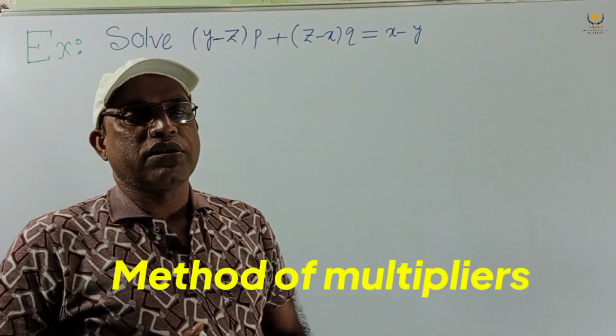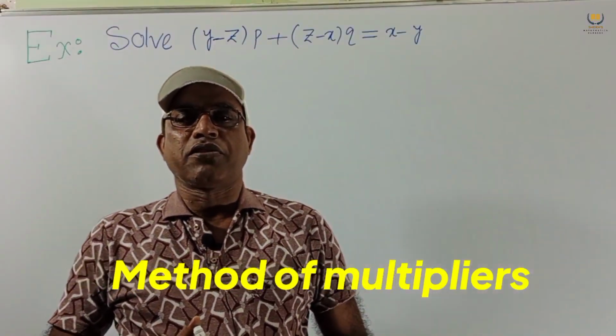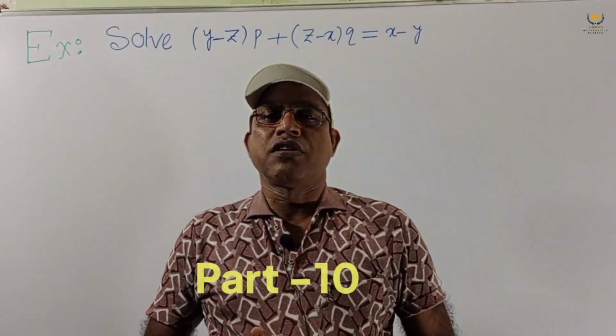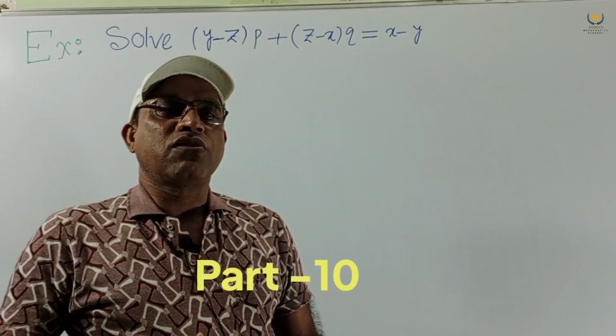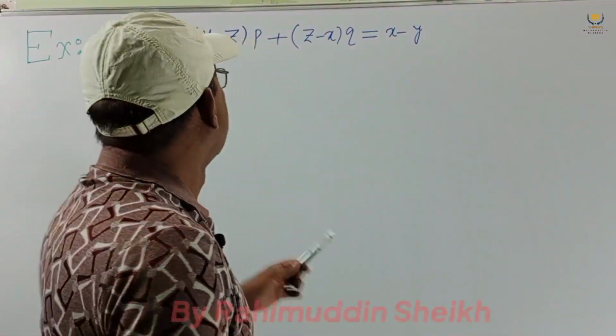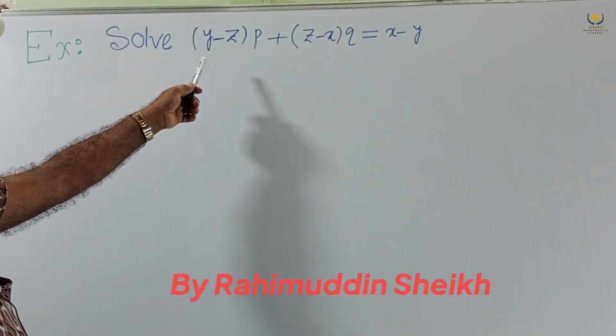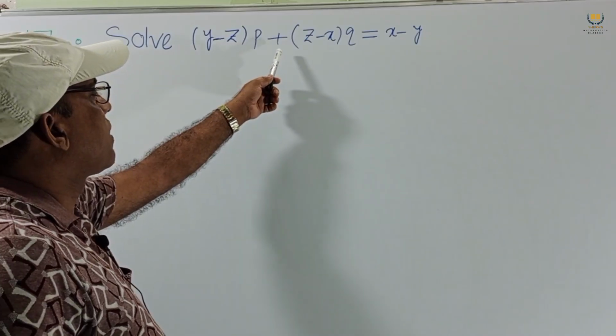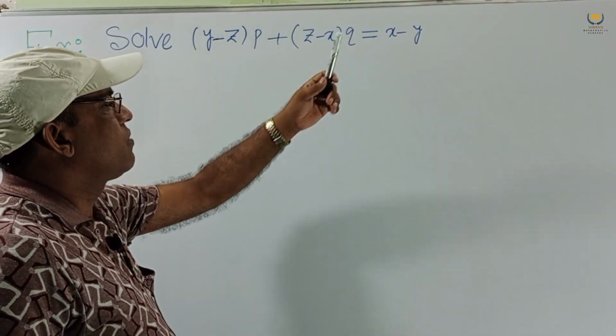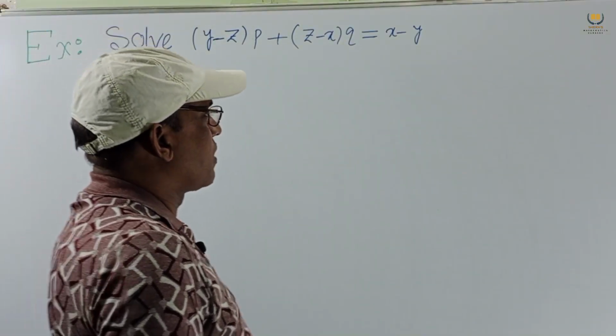So we solved some problems about Lagrange method of multipliers of first order partial differential equation. Now we consider the remaining problems. Solve (y − z)p + (z − x)q = x − y.